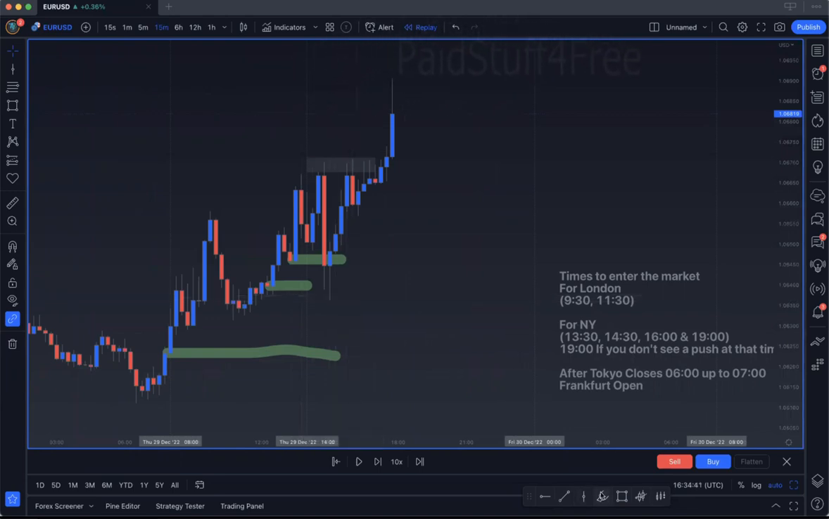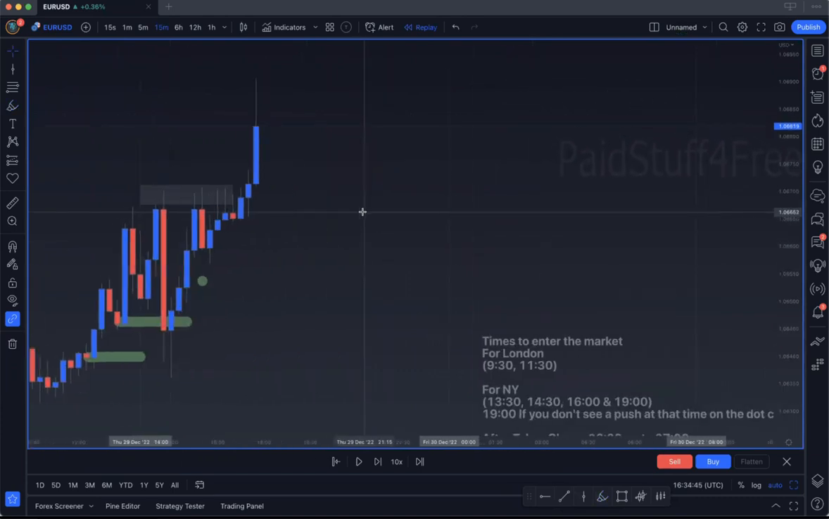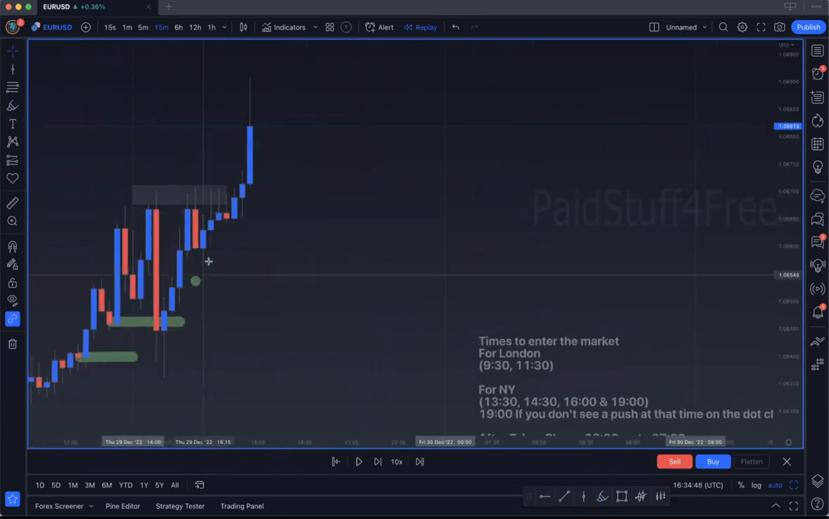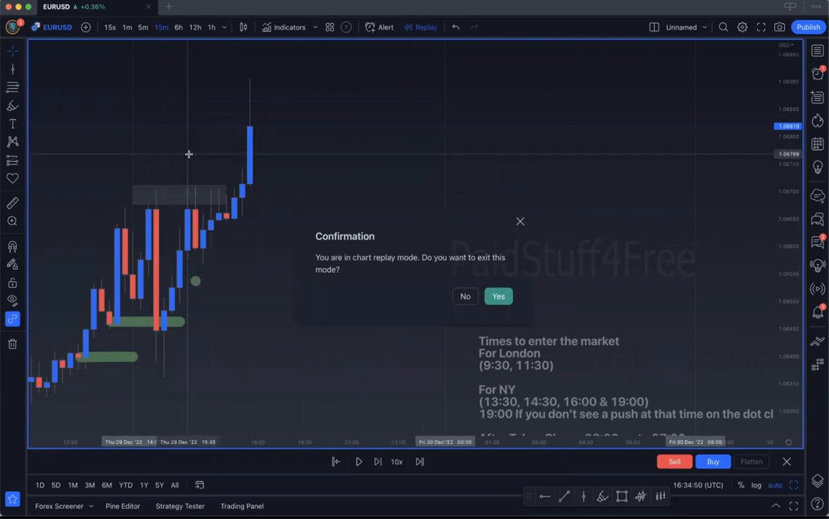So if we're looking at 1600 right here on this candle, just right there, that bearish candle. So if we're looking at this candle, let me go back to a bar replay right here.